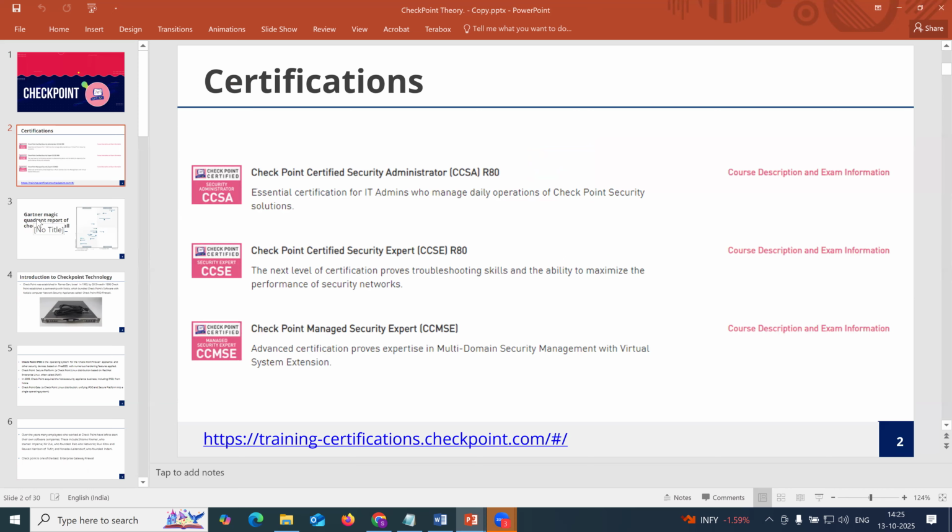But before that, understand what course we are going through. We are doing the CCSA course. CCSA stands for Checkpoint Certified Security Administrator, and the current version is R81.x. This certification is your primary certification. After that, you can go for CCSE.